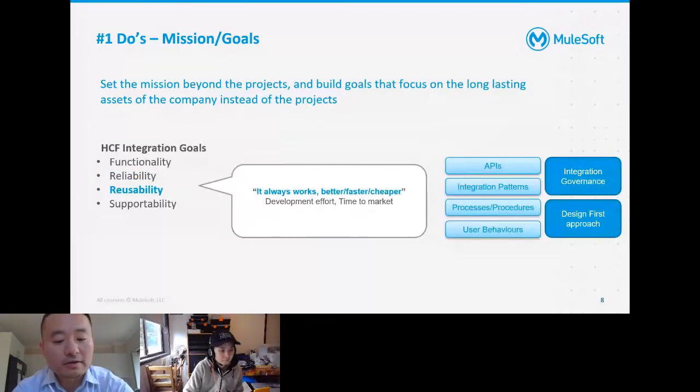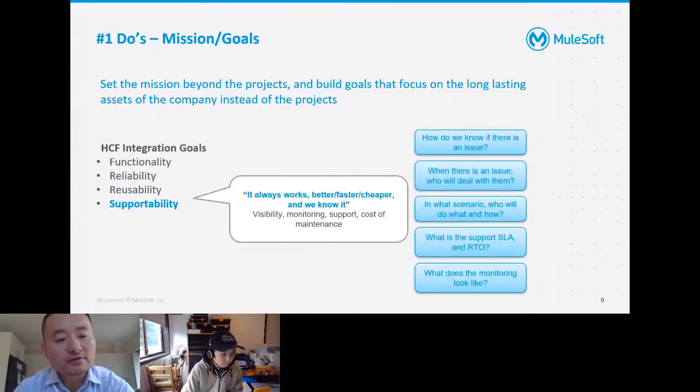The next goal, after when it always works, we want to make sure it always works better, faster, and cheaper. We're talking about the development effort, time to market. The core of all these is reusability. Reusability is not only referring to the APIs or applications, but also the integration patterns, process, procedures, and even the human behaviors. And we have discovered the key to ensure reusability is to have strong integration governance to facilitate the process and design first approach adopted by the whole team. I'm going to dive deeper to the governance and design piece a bit later in today's session.